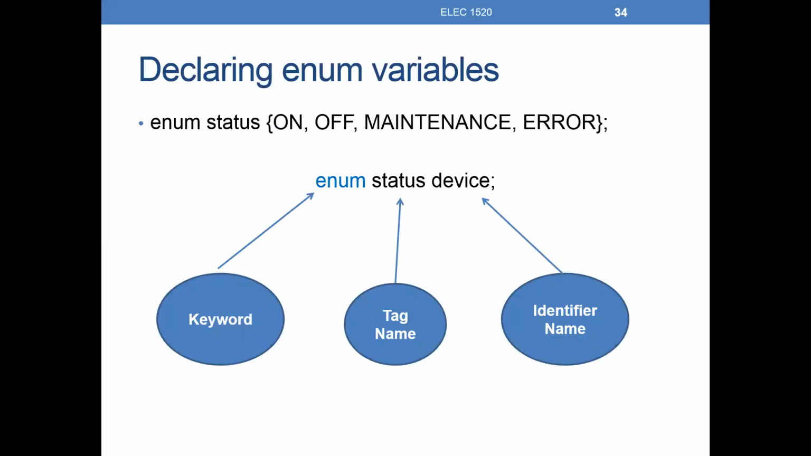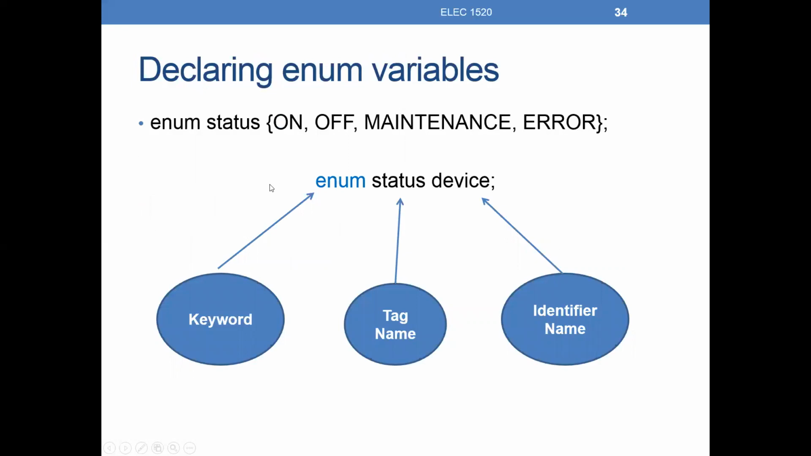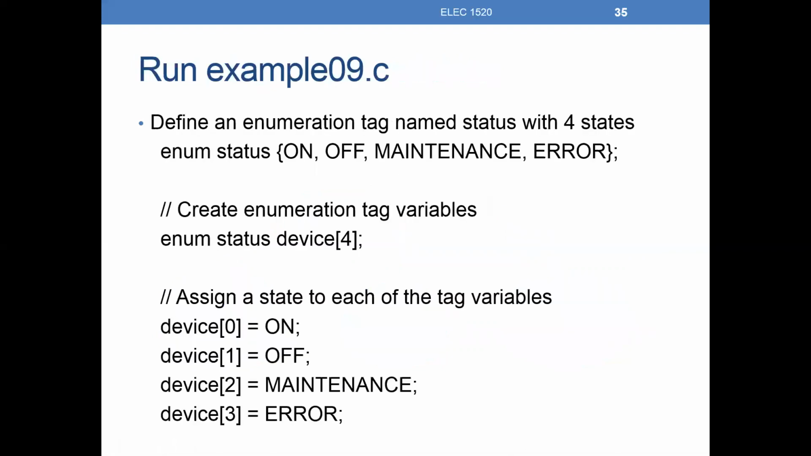Now if I want to declare a variable of type enum status, I use the keyword enum, the tag name status, and then my identifier name, device. So now if I create a device, its data type is enum status, identifier name device. Let's take a look at example 9.